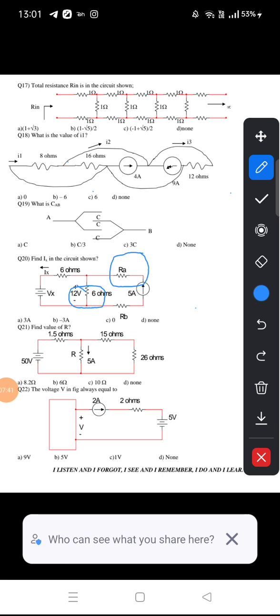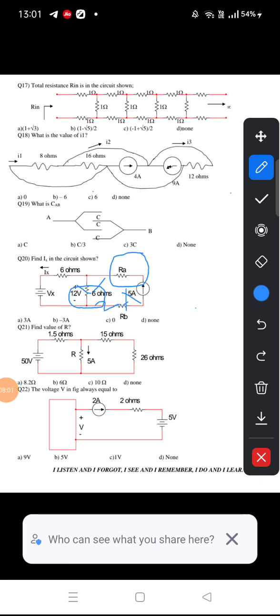Based upon this potential difference, the polarity will be such that the current direction is towards the ground. Then the current is 12 by 6, so you will get 2 amperes, right? 2 amperes current is flowing through the 6 ohm resistor. Already the current flowing through resistor RA is 5 amperes.